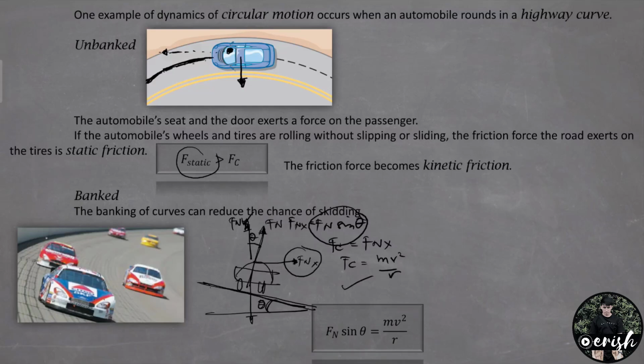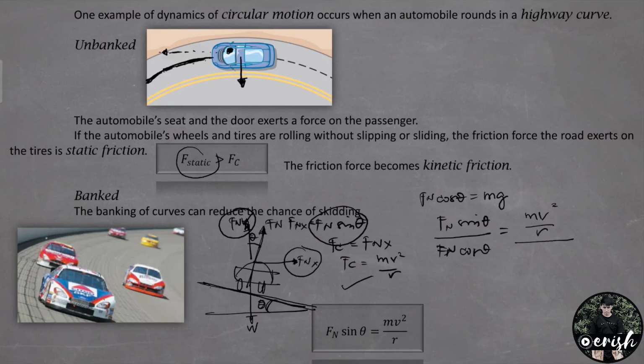And for Fn cosine theta, we can equate it. Here it is. It is equivalent to the weight of the vehicle. And the weight of the vehicle is simply equal to mass times gravity. Now, if we divide Fx, or normal force x, by normal force y, say Fn sine theta over Fn cosine theta, this is equal to mass times velocity squared over r divided by mass times gravity.